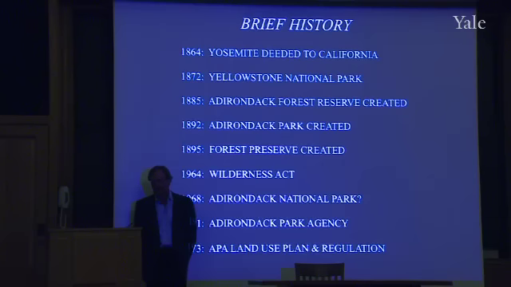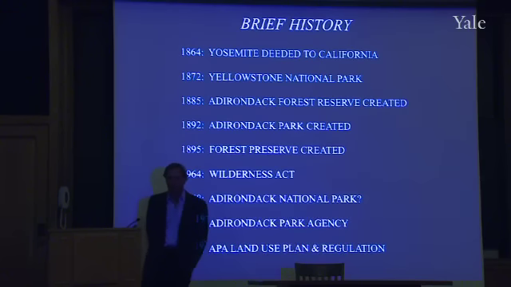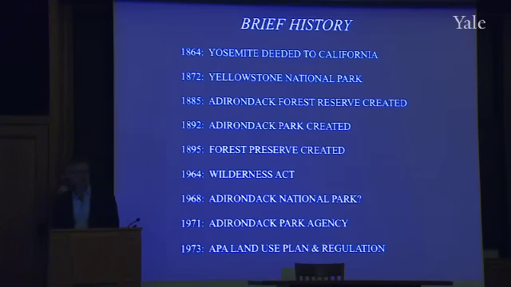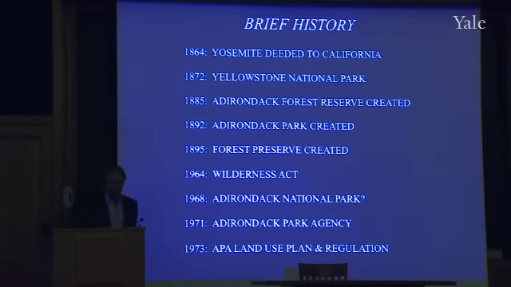And then in 1968, the Adirondack National Park was proposed by a variety of individuals in New York State. And this upset people in the Adirondacks quite a bit because they were worried about losing control. They were concerned about losing their authority, their ability to affect policy within their park, within the state. And this prompted the legislature to move ahead by 1971 and create the Adirondack Park Agency.